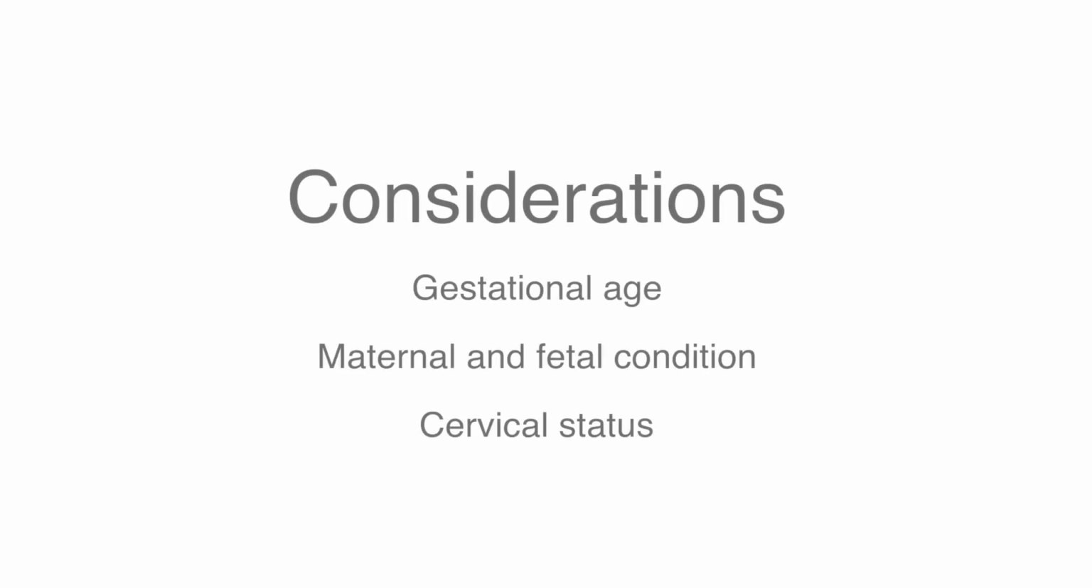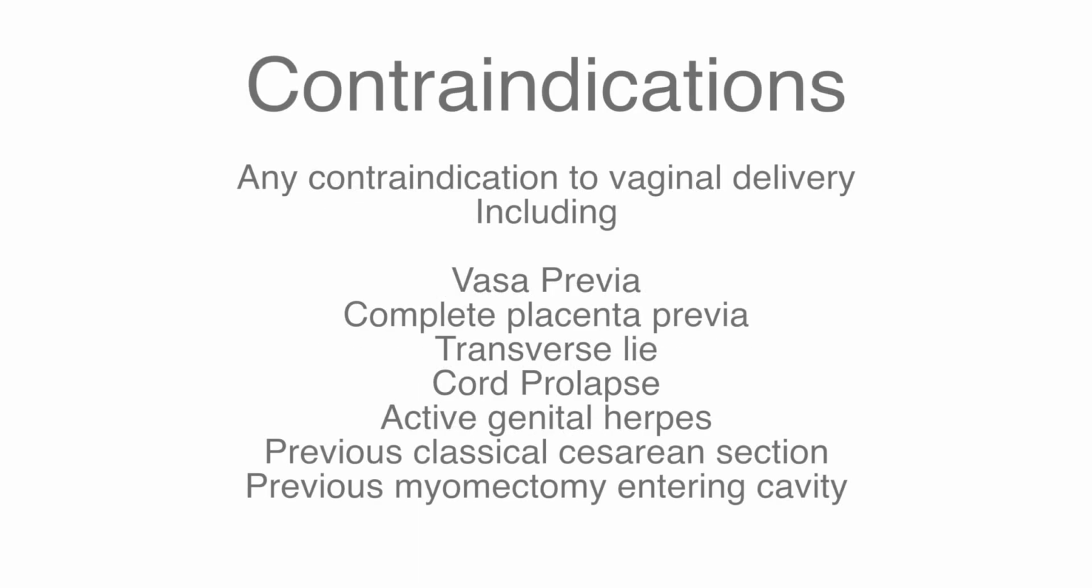What are the indications and contraindications for inducing labor? Well, there are many indications for inducing labor. When you are considering induction, you should always think about gestational age, maternal-fetal conditions, cervical status, and many other factors. Contraindications to an induction would be the same contraindications to any vaginal delivery. These would include vasa previa or complete placenta previa, transverse lie, umbilical cord prolapse, active herpes infection, a previous classical C-section, or a previous myomectomy that entered the endometrial cavity.